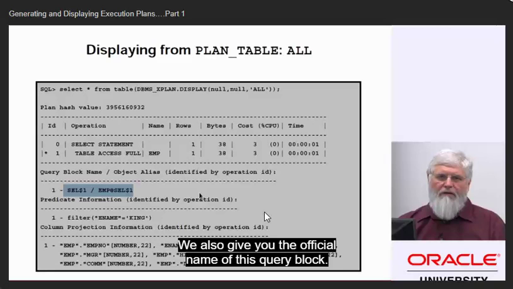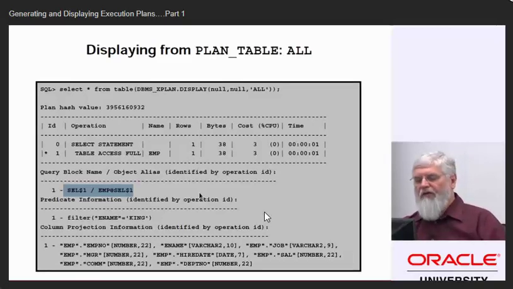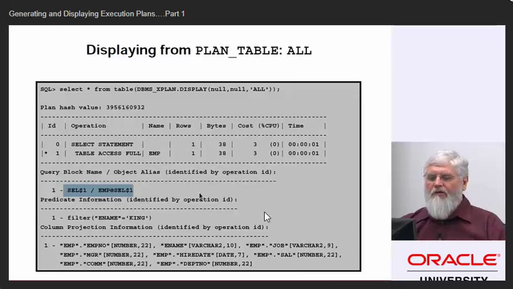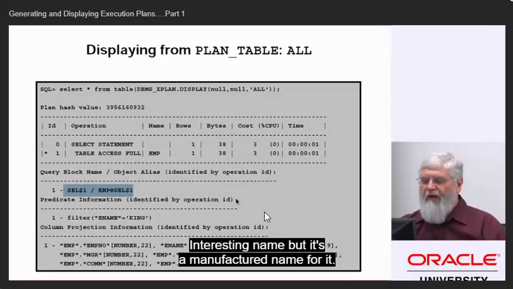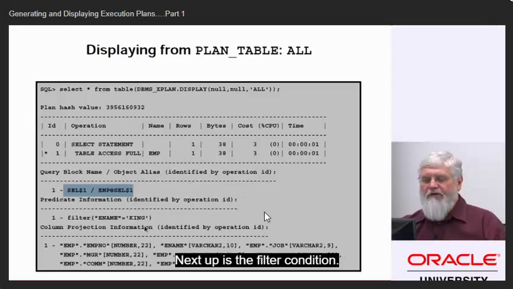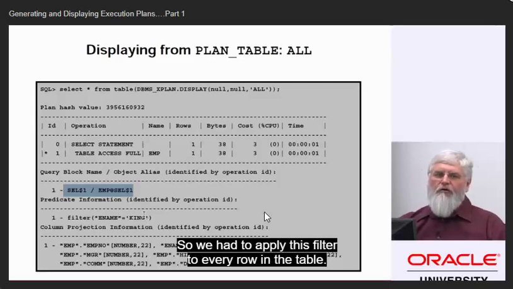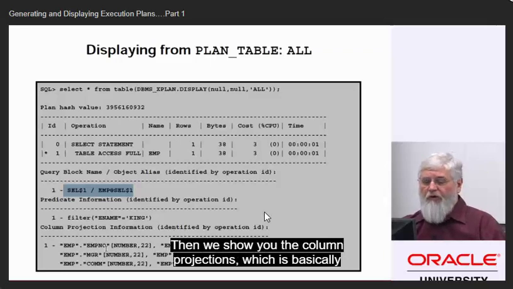Okay, next up is the filter condition. How we went in and had a look at the rows. We did a full table scan, we retrieved each row. We couldn't find an index to use for it. So we had to apply this filter to every row in the table. Then we show you the column projections, which is basically the list of columns on the employee table in the order they're returned and their data types, which we could have got from a describe of the table.